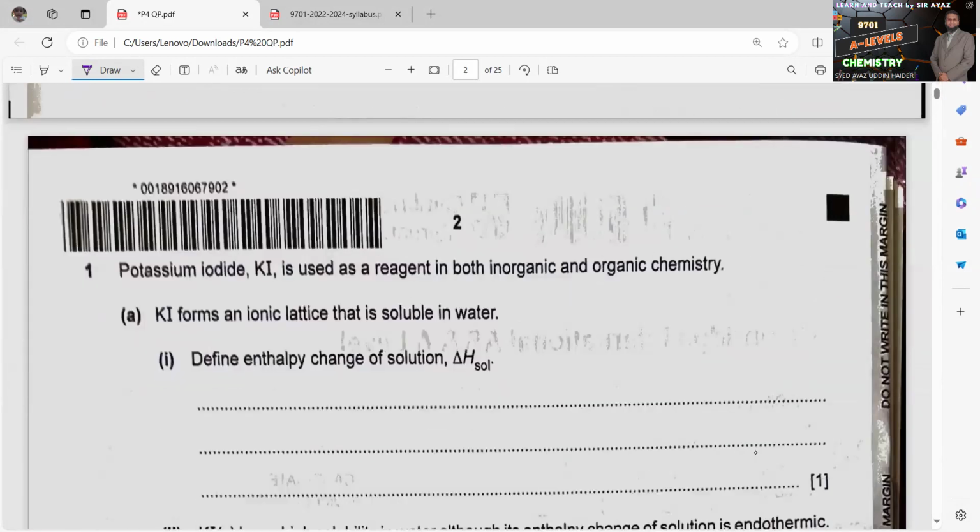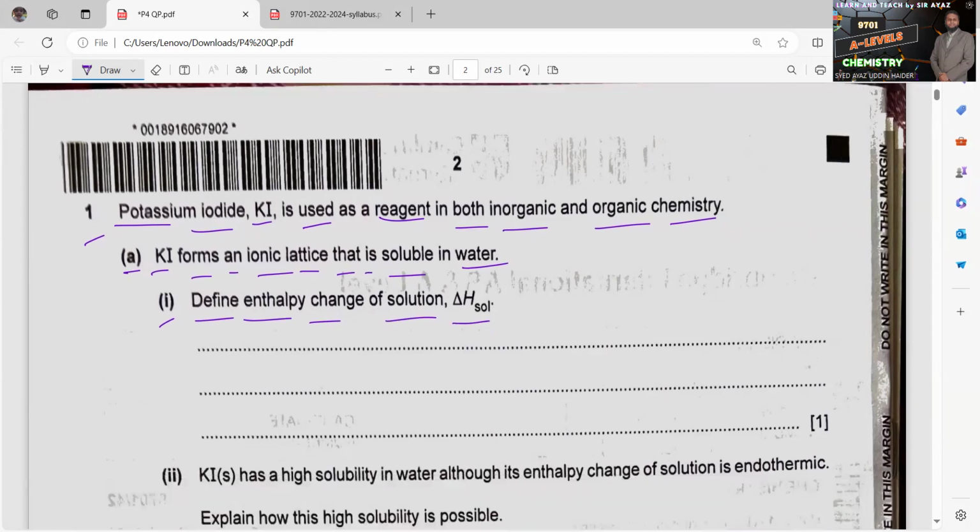Questions are structured based. Number 1. Potassium iodide KI is used as a reagent in both inorganic and organic chemistry. A. KI forms an ionic lattice that is soluble in water. Number 1. Define enthalpy change of solution, delta H solution. Now, the definition should be: enthalpy change when 1 mole of a substance, you can even write solute, dissolves in water.